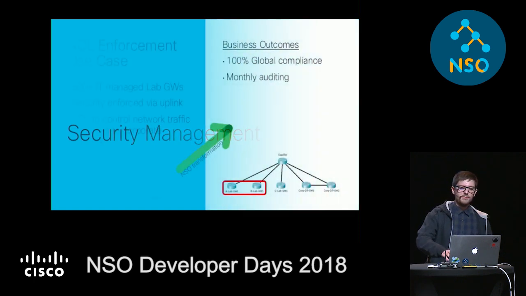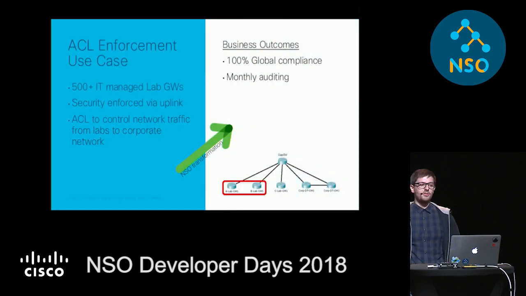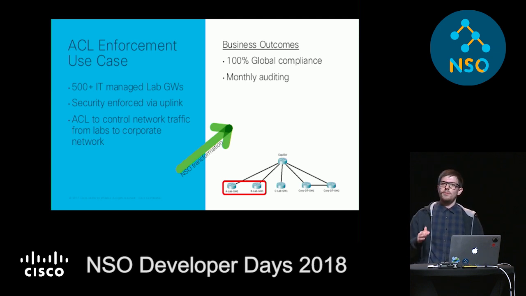So, security management. As I've just mentioned, we have ACL enforcement. What we do globally is we have lab gateways that handle all connections to client labs. An ACL is applied to the uplink, and this generally protects Cisco against any malicious traffic or requests that come through. And we check for 100% compliance and also audit monthly, so that any issues that we find will then be remediated and actioned by NSO.